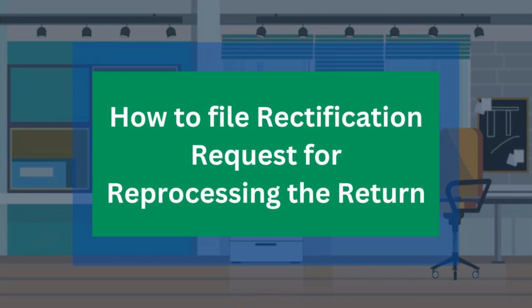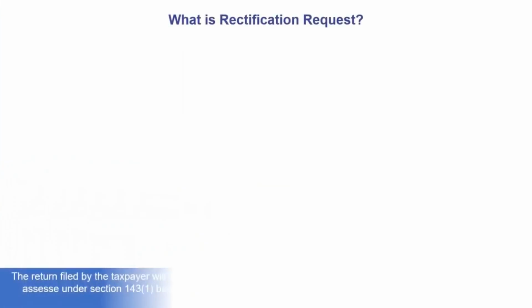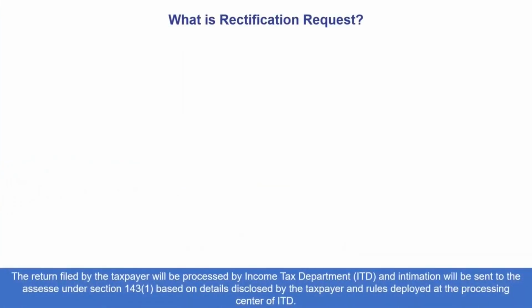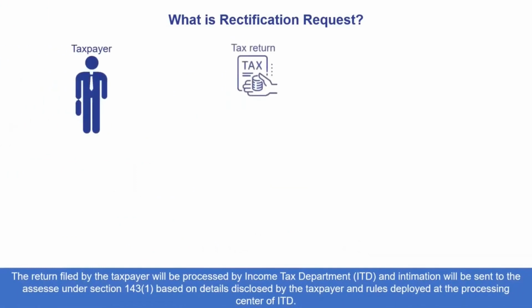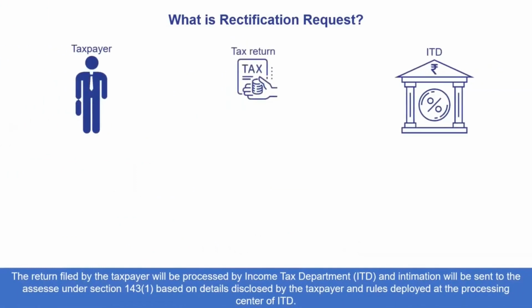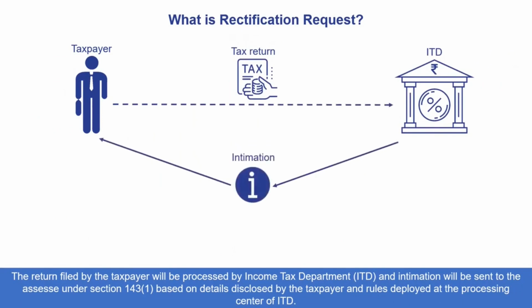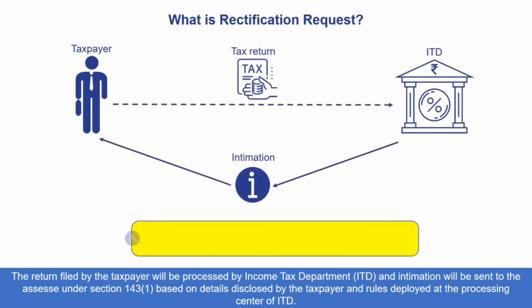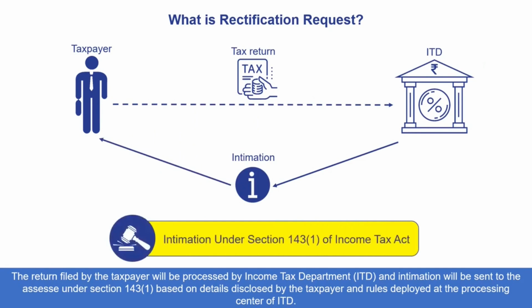This video is on how to file a rectification request for reprocessing the return. The rectification request can be filed for reprocessing the return only if the return is processed by the Income Tax Department. Every return filed by the taxpayer is processed by the Income Tax Department and an intimation is sent to the taxpayer under Section 143 subsection 1 based on the details disclosed by the taxpayer and the rules deployed at the processing center.